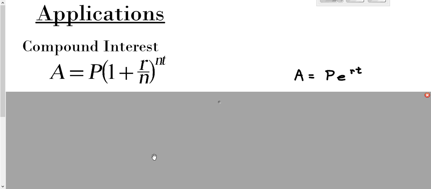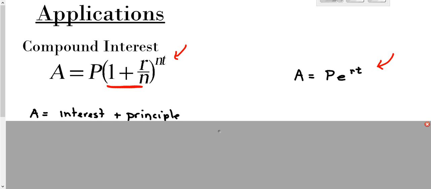The first one is A equals P times (1 plus R over N) to the N times T. So that makes it exponential because we have a variable in the exponent. There's another case that's also compound interest, but here it's A equals P times E to the RT.